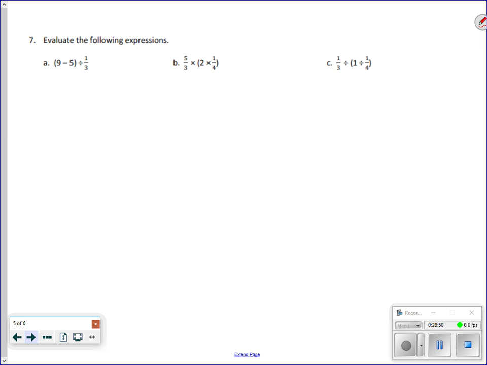You should all get the same answer. What answer did you get for problem A? Just tell me. 12. You should have got 12. Okay. So you do the parentheses first. 4 divided by 1/3. Keep, switch, flip. 4 times 3 over 1, so you end up with 12. That's what you should have got.